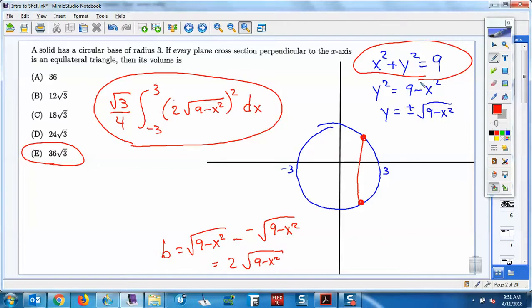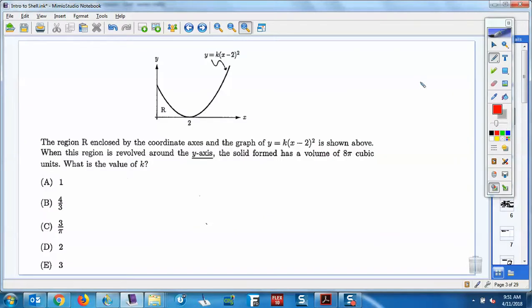All right, last one today, and then we'll get into our new thing. So we have a region R enclosed by the coordinate axis and the graph of this parabola, but there's this unknown k value here. And so we're talking about this region right here, okay? When this region is revolved around the y-axis, the solid formed has a volume of 8 pi cubic inches. So we sometimes freak out a little bit. We see that k in there. We do the same thing we would normally do. We set it up. But this time we know the volume is equal to 8 pi.